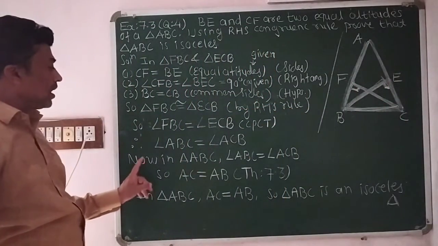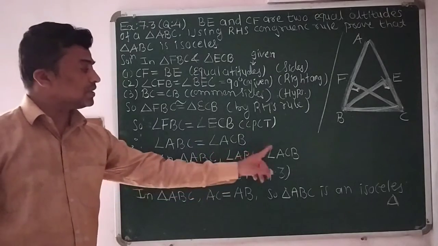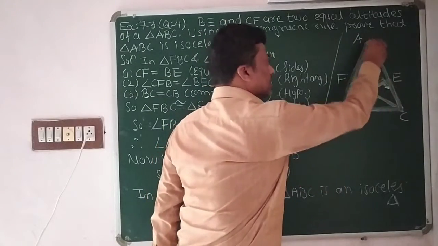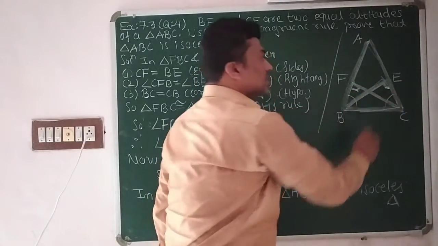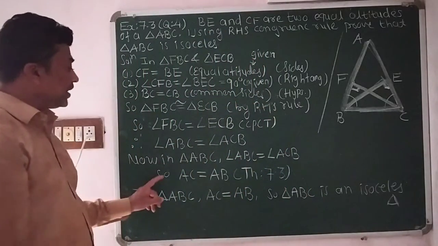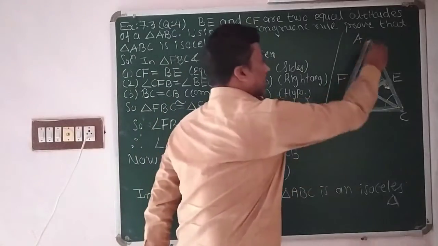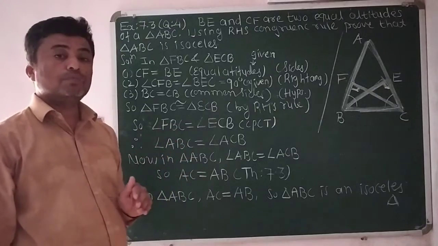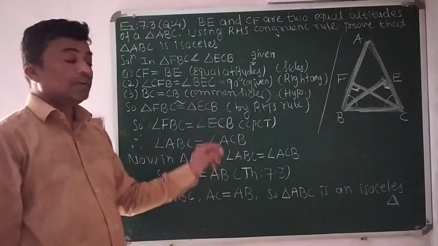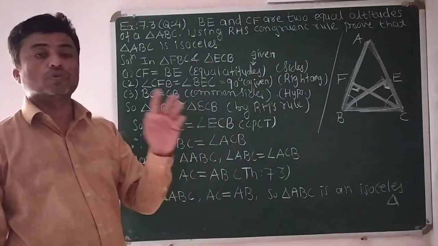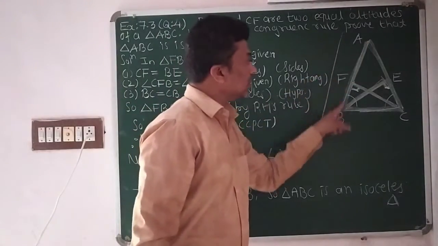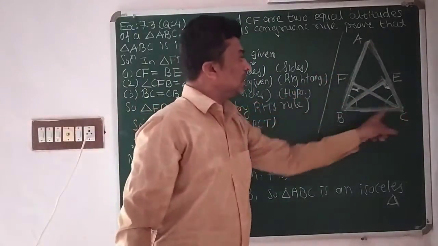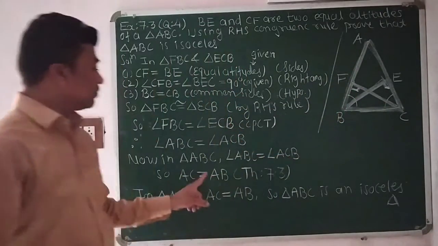Now see children, in triangle ABC, angle ABC is equal to angle ACB. Means this angle and this angle both have the same measurement. So we can write AC is equal to AB according to theorem 7.3. What is theorem 7.3? Theorem 7.3 says equal angles, opposite sides are also equal. So angle ABC, opposite side is AC, so we can write AC, and angle ACB, opposite side is AB, so we can write AB.